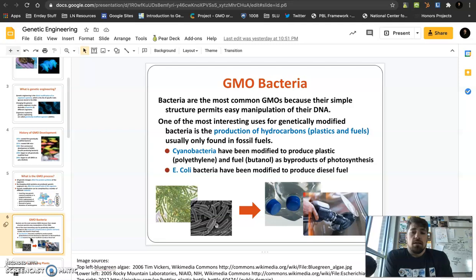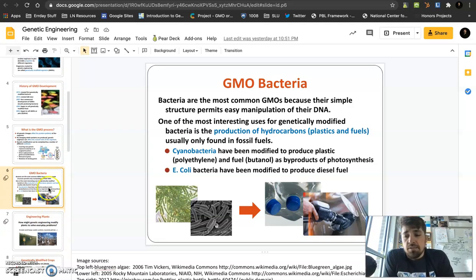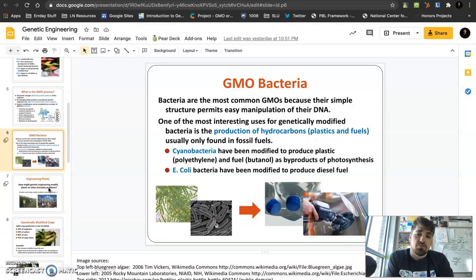So GMO bacteria, just a couple examples here that I want to give you. Bacteria are the most common GMOs because they're super simple. We can really easily manipulate them because they're really simple. The reason why we haven't really done a whole lot with humans, couple reasons. Big reason, we're really not simple.